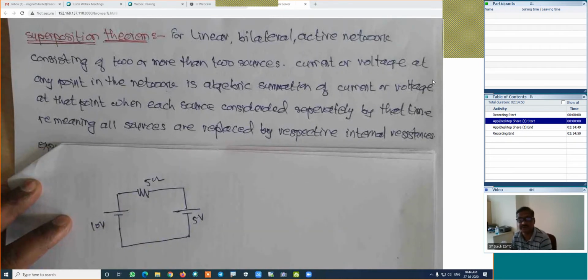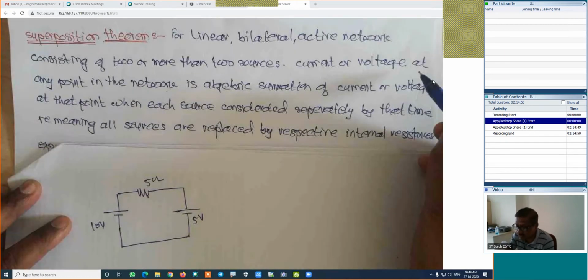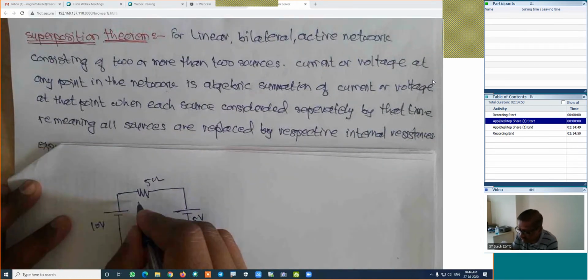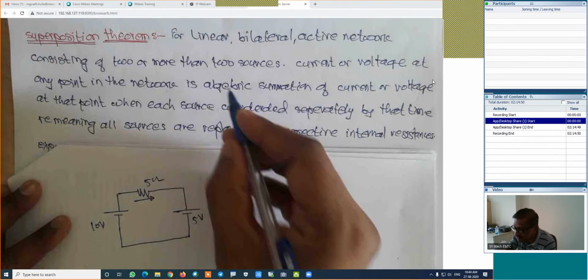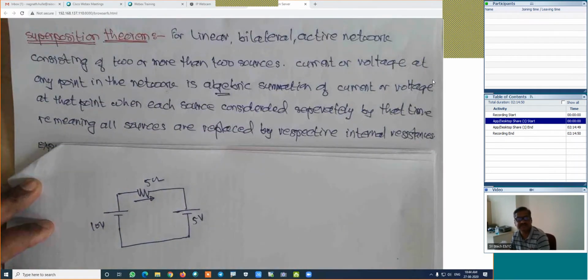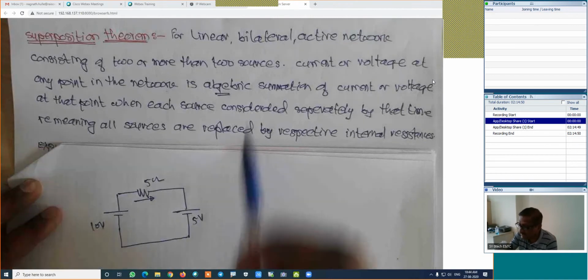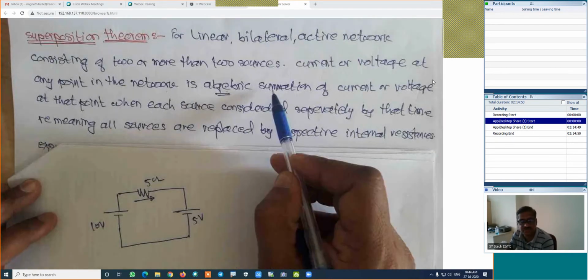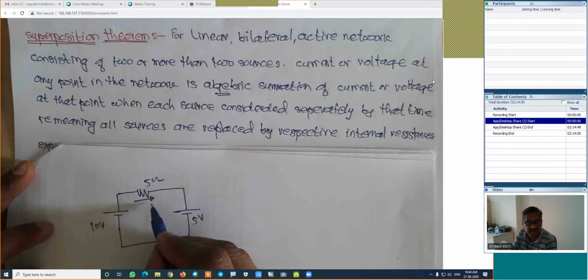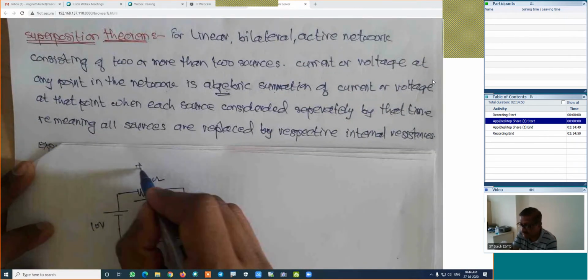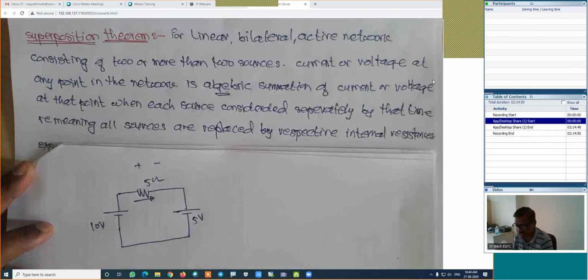I will discuss what the superposition theorem means. Current or voltage at any point means we are interested in calculating the current in this branch. Current or voltage at any point in the network is the algebraic summation. This is important. Algebraic means summation with sign or summation with polarity. Polarity means direction for the current, and polarity means plus and minus, which is expected for the voltage.